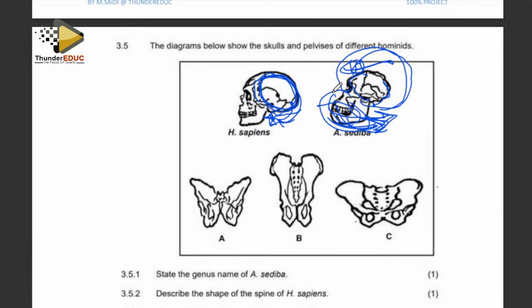Biosphere and ecosystem, that is grade 10. I did biosphere and ecosystem. Just type biosphere and ecosystem, then you type grade 10 ThunderEduc, and it will come.